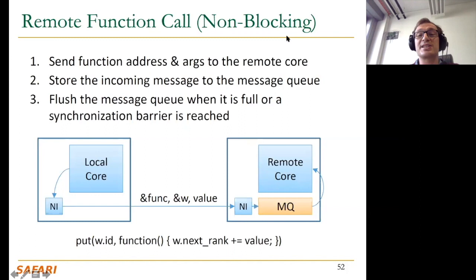Okay, so this is a remote function call. It's non-blocking. Again, you send the function address and arguments to the remote core, another vault in this case. The remote core stores the incoming message in the message queue, and it flushes the message queue when it's full or when it's reached the synchronization barrier. Flushes meaning it executes things.